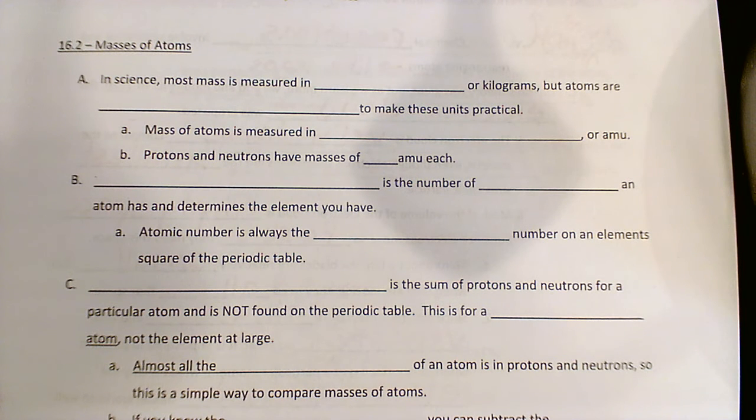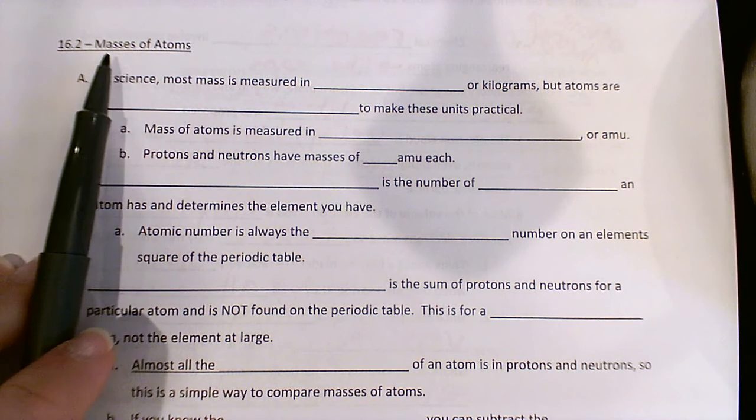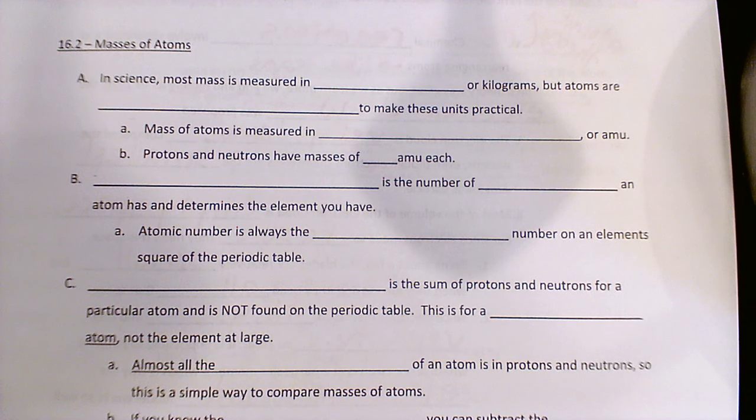Hey guys, this is going to cover section 16.2. It's only 2 pages, so hopefully it's not too bad, and some of it's review. So here we go. This section is all about the masses of atoms. In the last section we talked about a couple of these ideas, that protons and neutrons have a mass of 1 AMU each, and electrons are really itty bitty. So we're just going to get into a little more detail about how that works here.